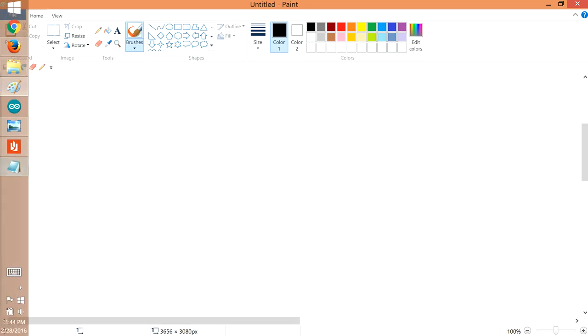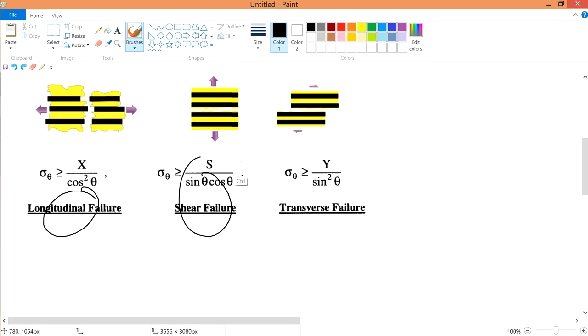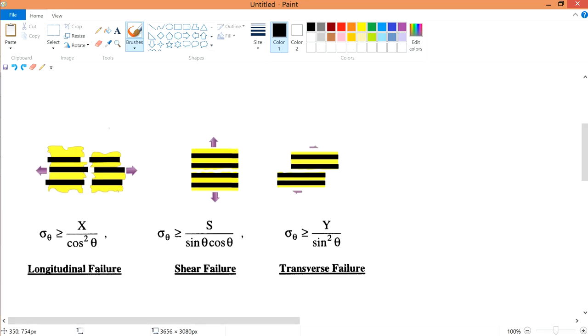Next up is the max stress theory. The theory is for longitudinal, shear, and transverse, which is what we have discussed. But there is a special case, when theta is equal to 0. Oh, I know why.